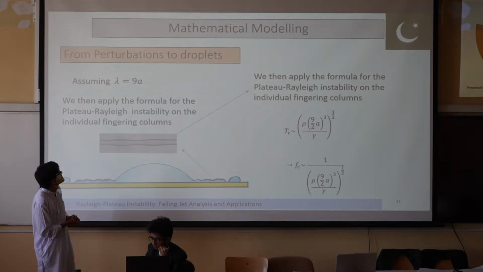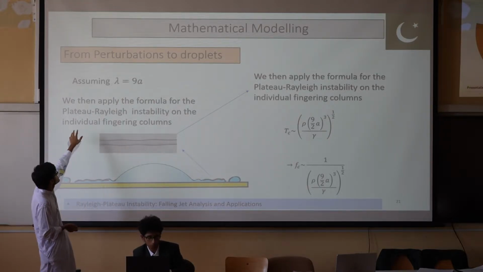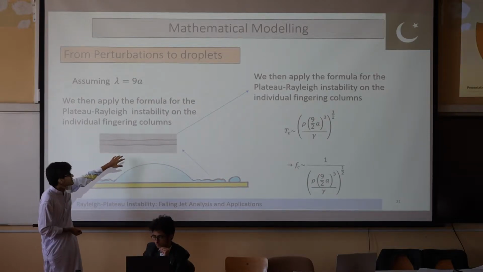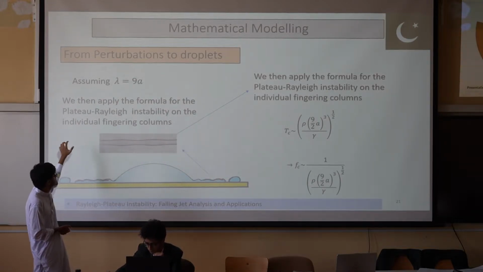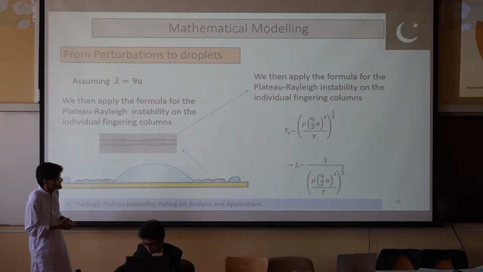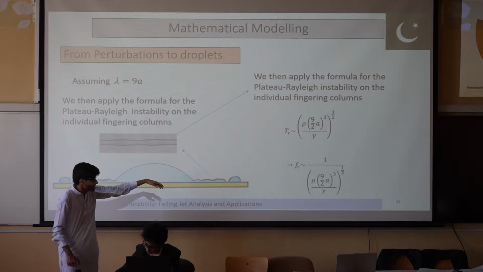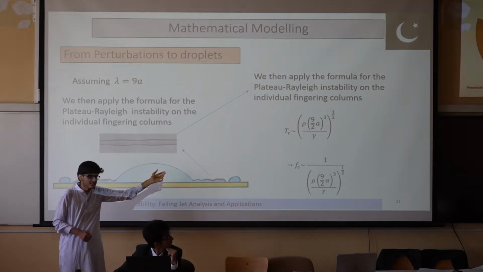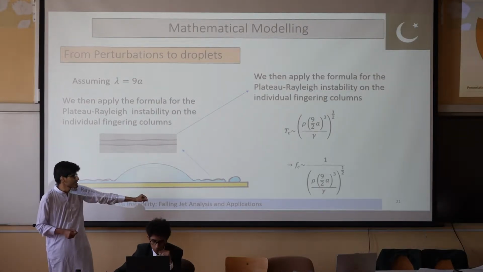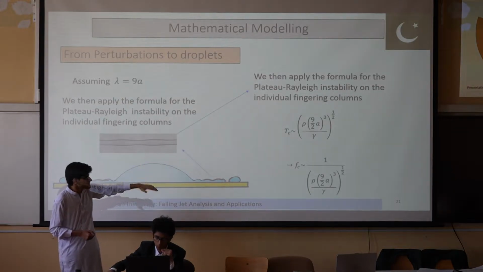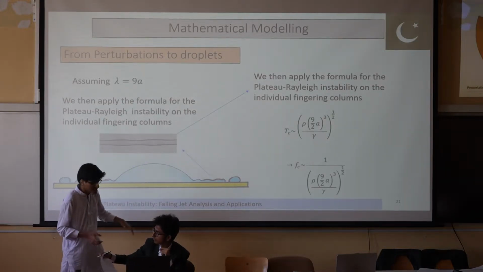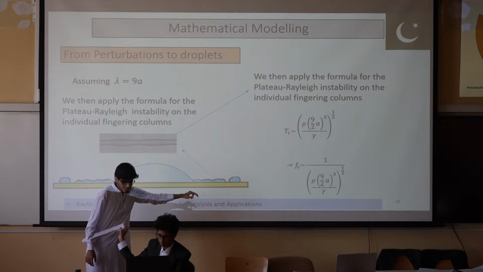accurate. So going on further, if we keep the assumption that lambda is in fact equal to 9a, we can then use the equations for the gradual instability that come about from the critical time, and we can use it to calculate the critical frequency of each and every perturbation, which is just 1 over the critical time, and we get the following equation for that.